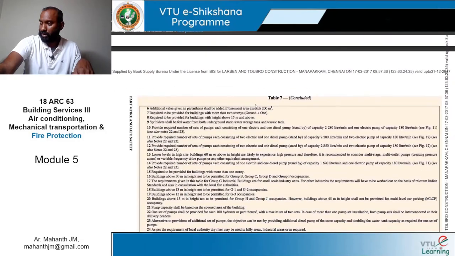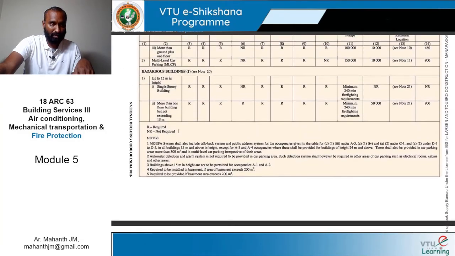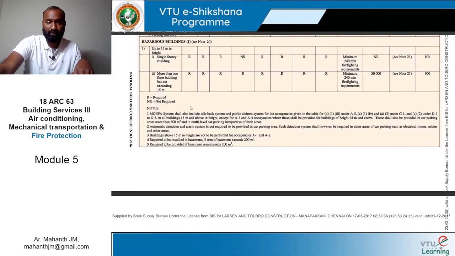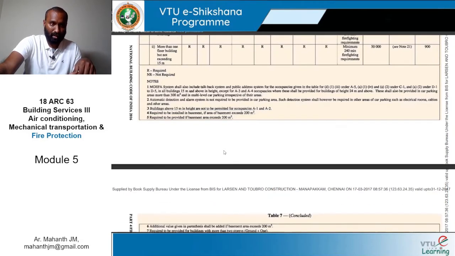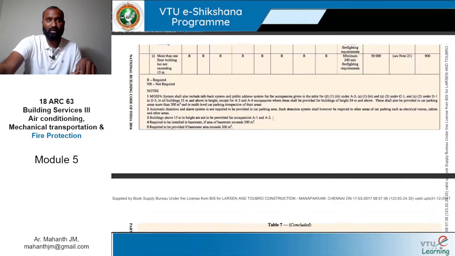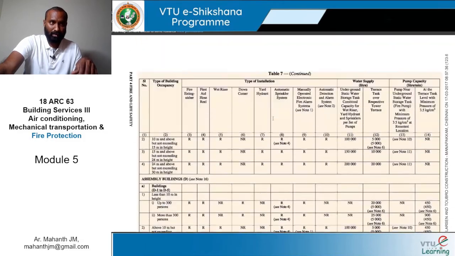So I'm going to note 4 and note 6 under the table. I told you R is required and NR is not required. So what is note 4? Required to be installed in basement if the area of basement exceeds 200. This is for the automatic sprinkler system, right? So they say it is generally not required, but if the area of the basement exceeds 200 square meters, it would be wise to provide, is what they are saying. And they say additional value given in the brackets, which is parenthesis, shall be added if the basement area exceeds 200 square meter, which is what? How many of you remember?